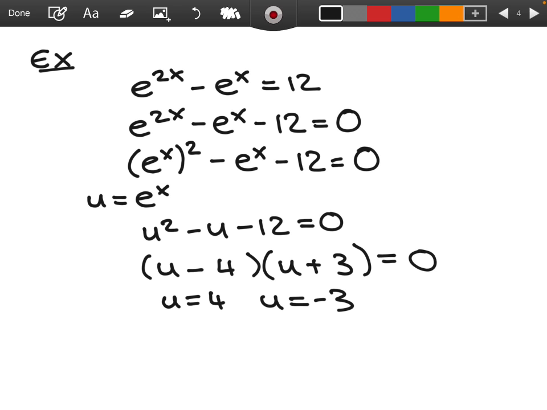Okay. Now, go back to what we used for our substitution. u is equal to e to the x.